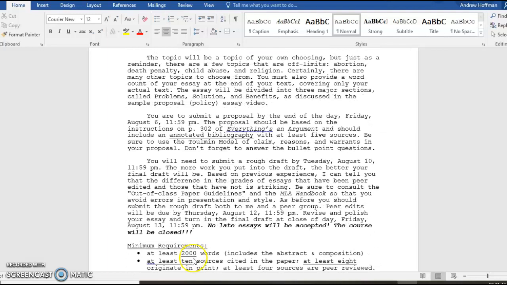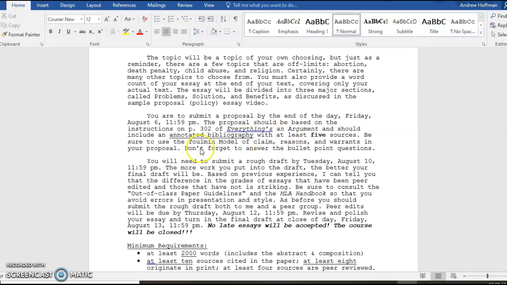Now, all this is happening very quickly because we have only 2 weeks left in the semester. So the proposals are due this Friday, August the 6th by midnight. The proposal should be based on the instructions on page 302 of Everything's an Argument and should include an annotated bibliography with at least 5 sources. So again, you've got about half of your sources out there. I cannot tell you how often I've had students come up with great ideas for a policy paper, but it wasn't doable because there simply wasn't the research out there. So you need to make sure that the research is there.